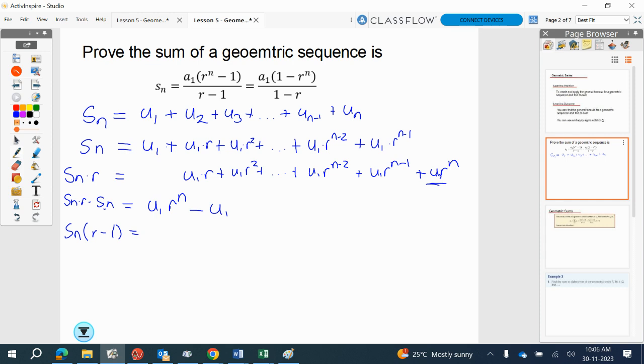u1. Why are we factoring out u1? Because it's a common factor. And then inside the bracket we get r to the power of n minus 1.